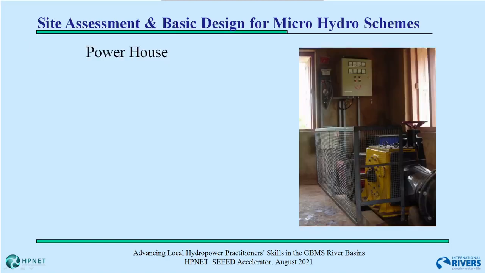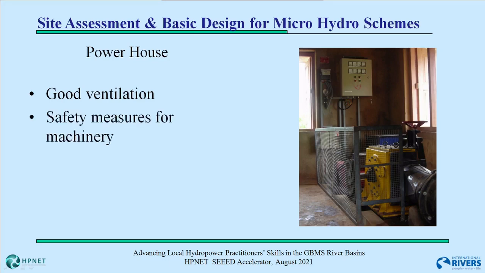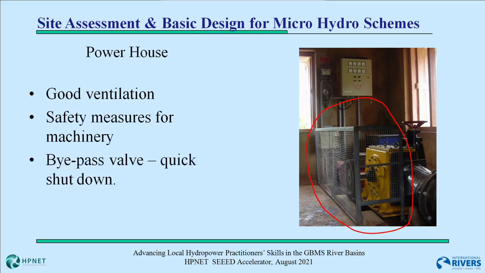The powerhouse should have adequate space such that all the equipment can fit in and be accessed without difficulty. The powerhouse should have proper ventilation, and all the machines, especially the rotating parts, should have protection around them to prevent accidents. And a bypass valve which can enable quick shutdown of the turbine without putting pressure on the penstock. So these are all the factors to consider when designing a powerhouse.